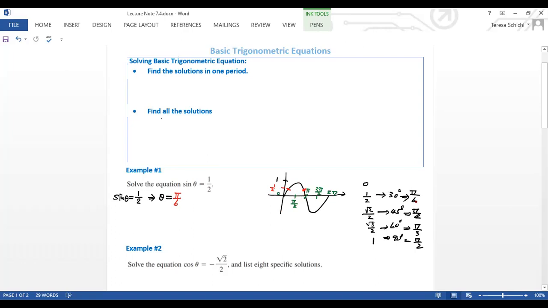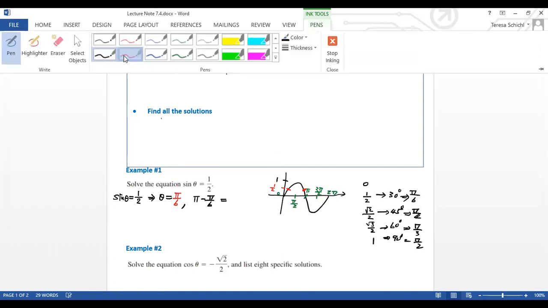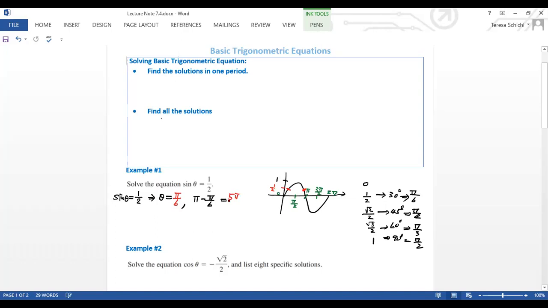The next 1/2 you see is in here. So the next angle will be pi minus pi over 6, which gives you 5 pi over 6. So when you find the solution for one period, typically you use the graph to identify where the values are.